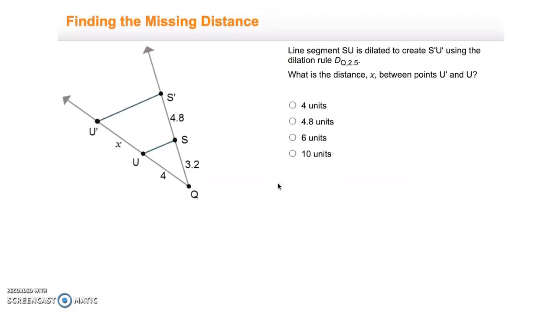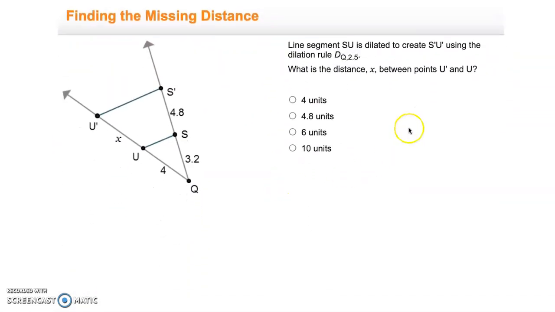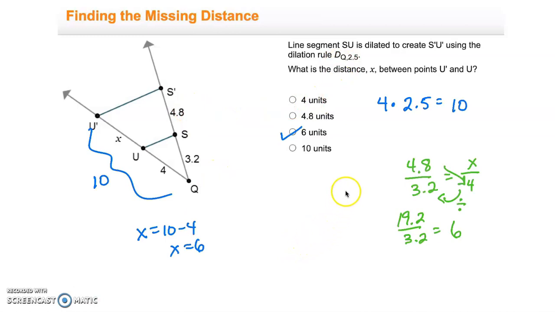So let's find the missing distance. Why don't you pause the video and use what you know about scale factor and what's been given to find the missing distance. Okay, I'm going to show you 2 different ways to do this one. Because we're looking for this section right here, we can do it in one of 2 ways. The first way is we take the whole thing. We've got 2.5, so we take 4 times 2.5. That gives us 10. We multiply our original section by the scale factor, and then to find x, we just subtract.